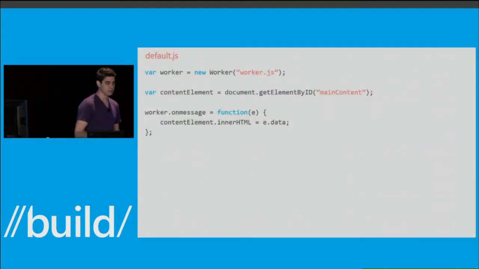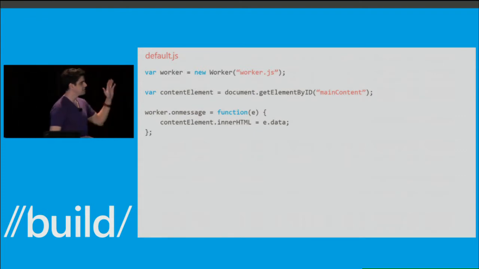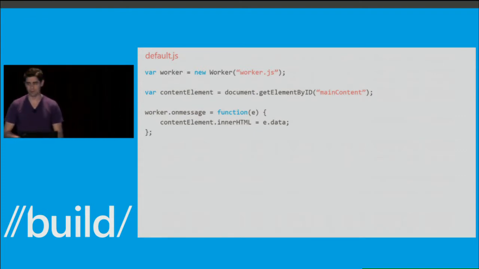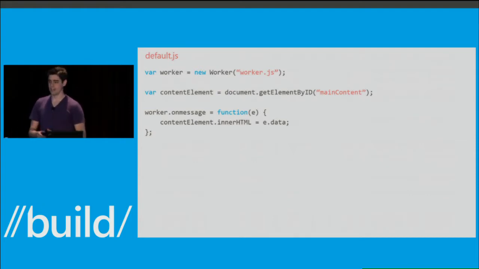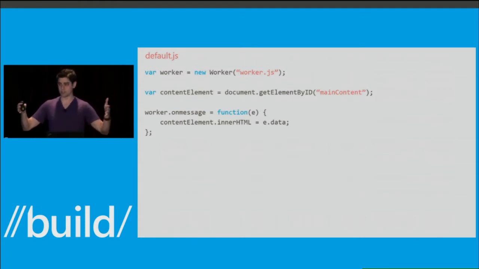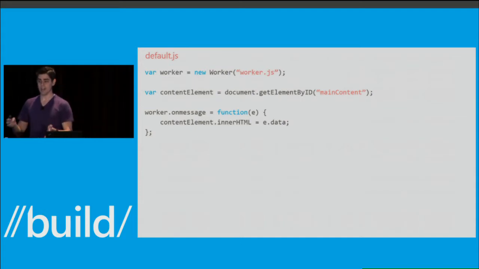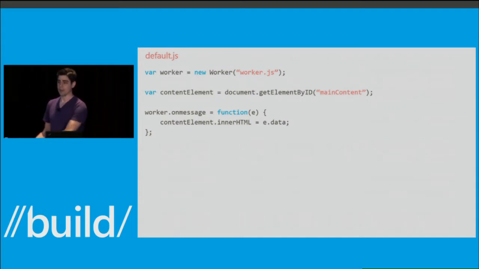So let's say you have your default JS. This is a very simplified version of what we do, but just to make the point. You create your worker, in this case worker.js. I then create my content element. So this is your div that's basically going to hold all of your big custom control. And then you set up an event handler for your worker. In this case, it's very simple. Whenever I get back an onmessage, I'm always going to assume the data that's passed back is that UI. I insert it right into innerHTML and go.